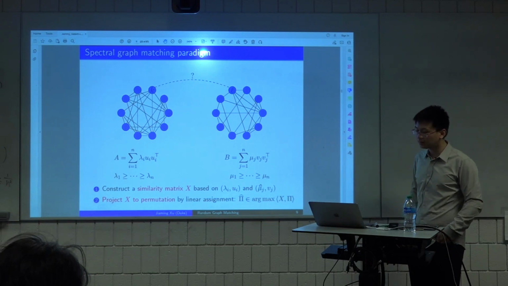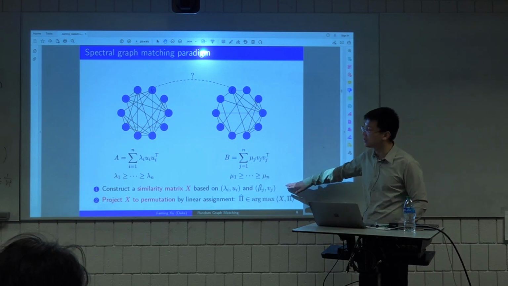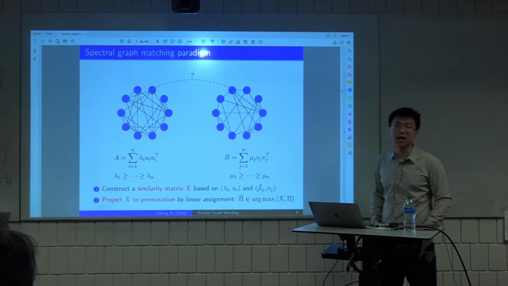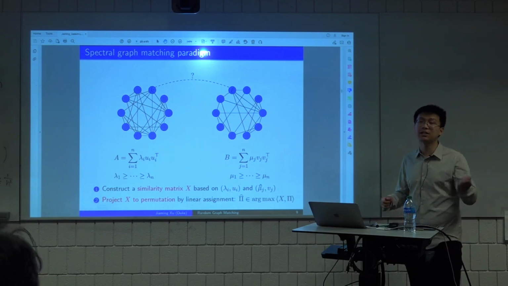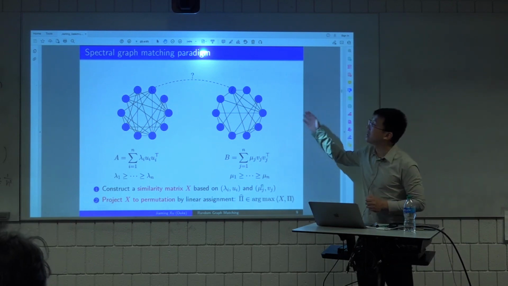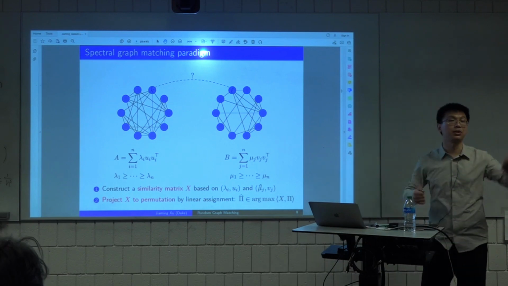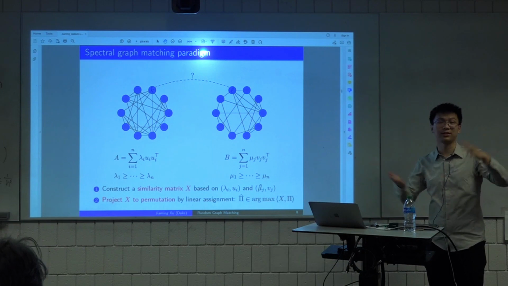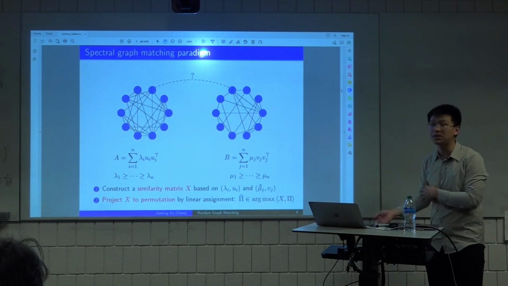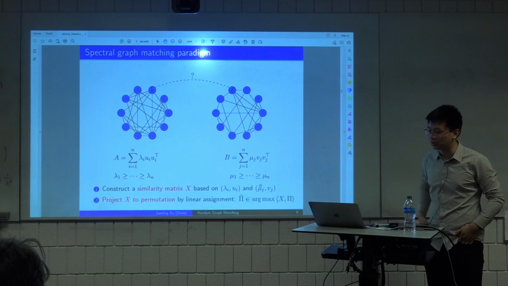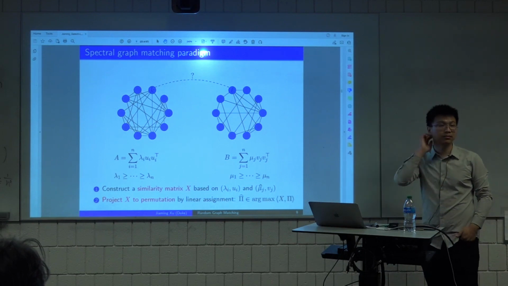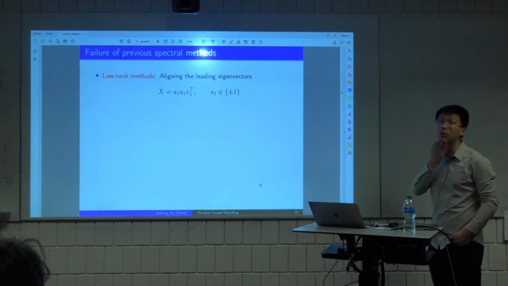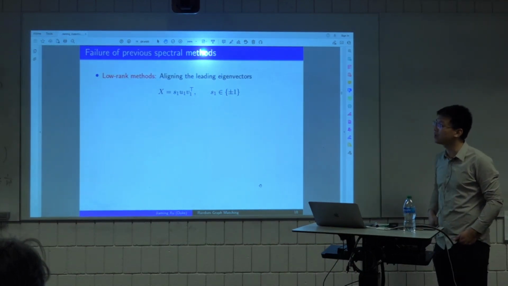Okay. So now the challenge is: how do you construct this similarity matrix, based on the eigenvalues and eigenvectors? Ideally, if K and L are the true correspondents, you want the similarity to be high, and if K and L are fake matches, you want the similarity to be low. Then you can separate them by doing this linear assignment or even some very greedy thresholding algorithm. Makes sense? Okay, so now let's talk about what the existing spectral methods are.